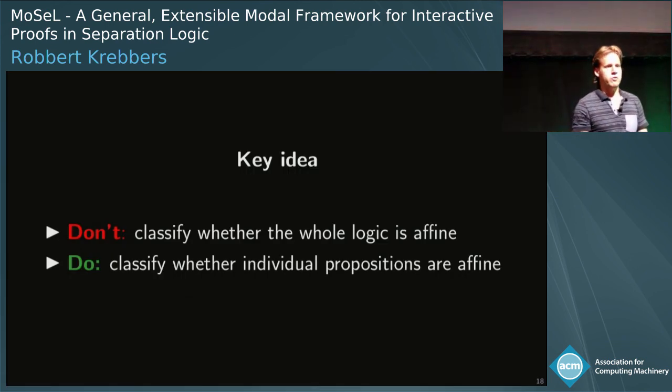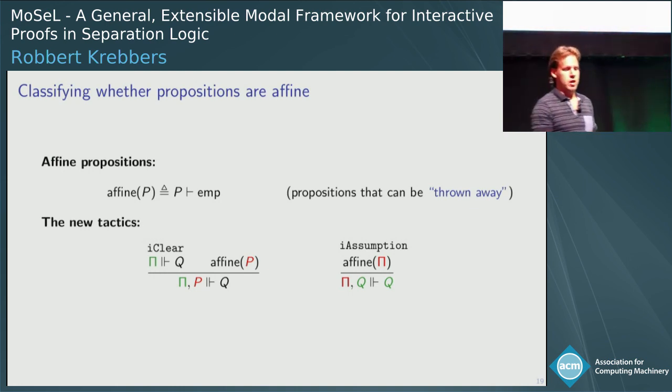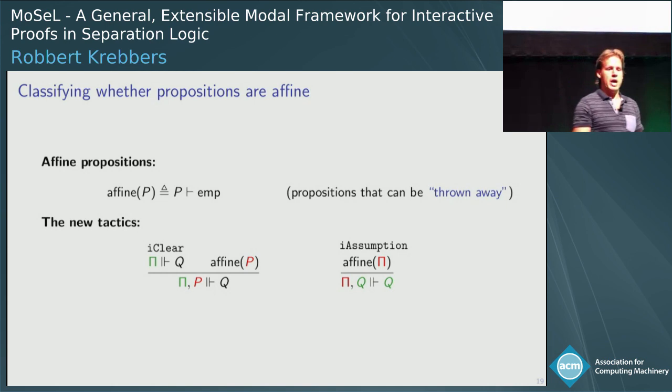The key idea here is that we do not want to classify whether the whole logic is affine, but instead we want to classify whether individual propositions are affine. So how do we do that? Well, we define what it means for a proposition to be affine. The definition here is P entails emp. And depending on the BI logic that you are using, emp will have a very different meaning. In the case of Iris, this is vacuous: every proposition is affine. But whenever you use classical separation logic, then pretty much no proposition is affine. And whenever you use this mixed logic, this will exactly classify which propositions are affine and which are not.